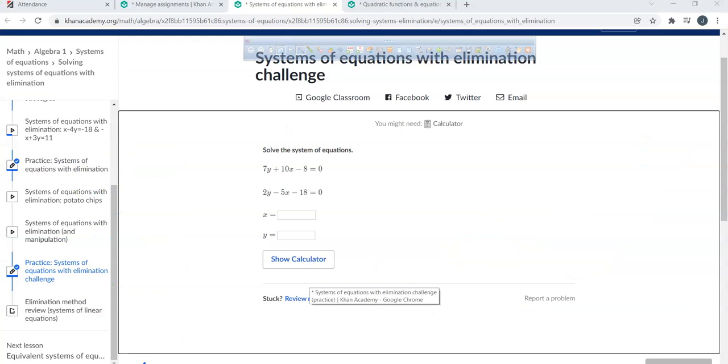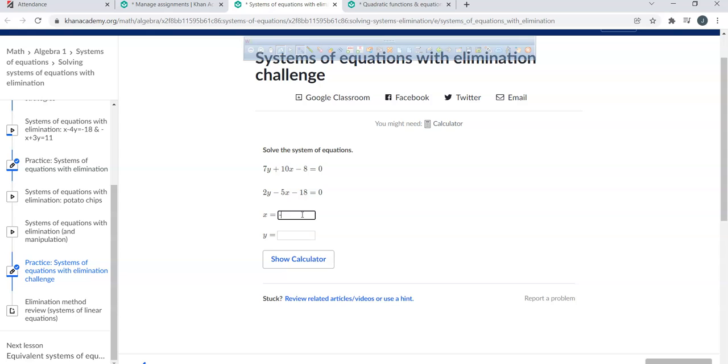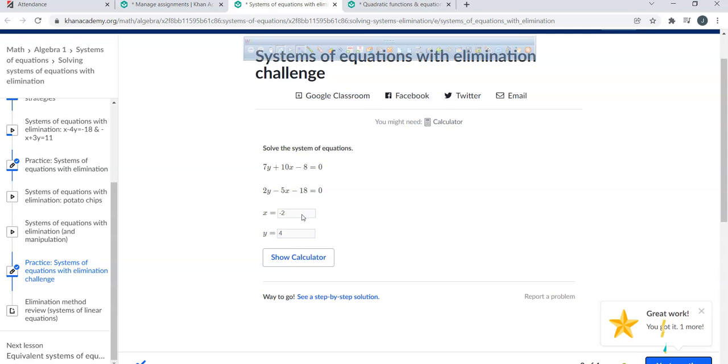So we're just going to type in negative 2 and a 4, just so you guys know that I'm not lying to you. That's how you do it. See, it says great work. You got one. Good job. All right. Have a good day.